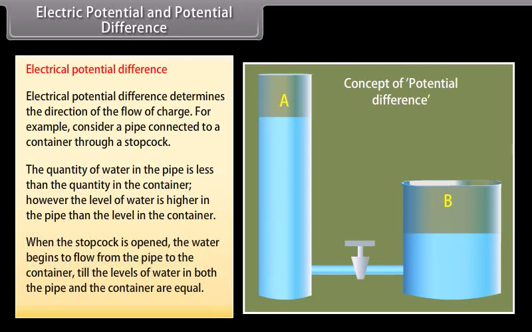When the stop cock is opened, the water begins to flow from the pipe to the container till the levels of water in both the pipe and the container are equal. This determines that it is not the quantity of water but the level of water which decides the direction of flow of water. It is the potential difference that is responsible for the flow of water.